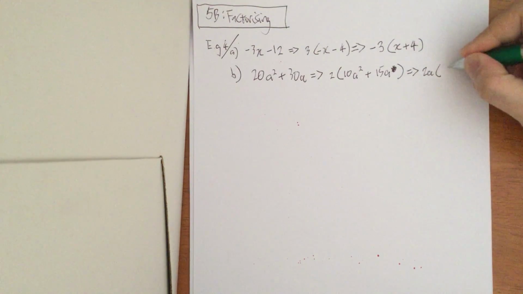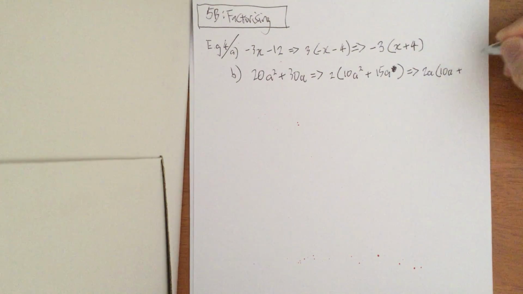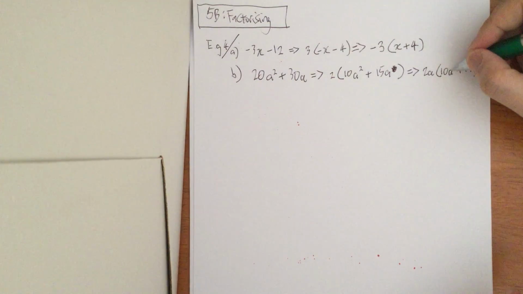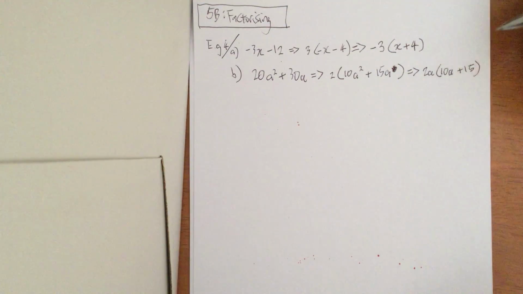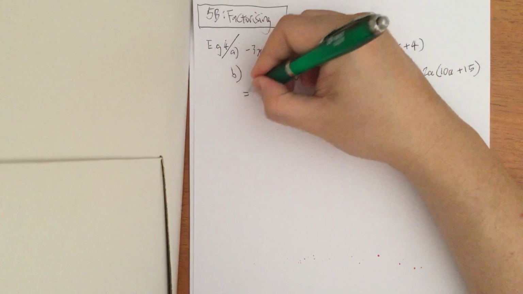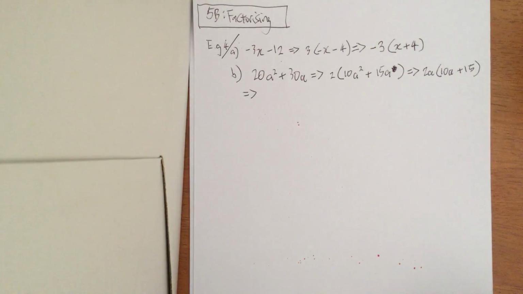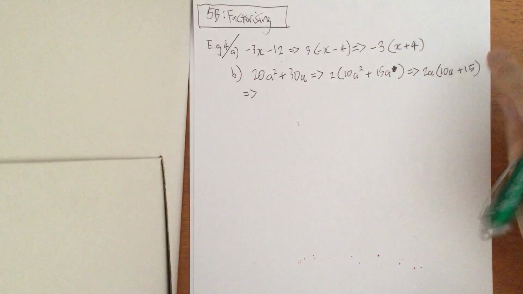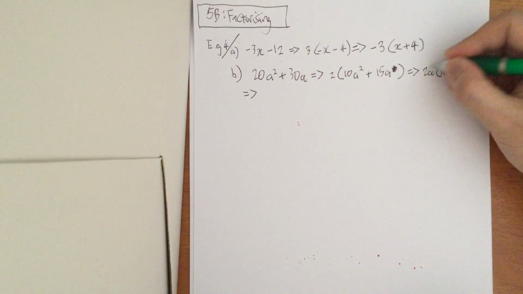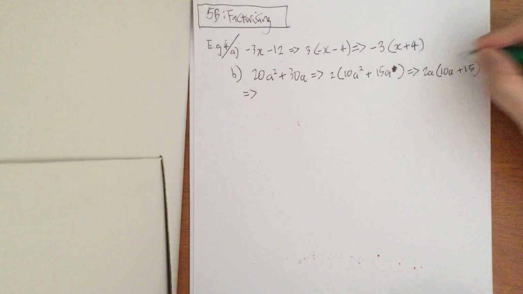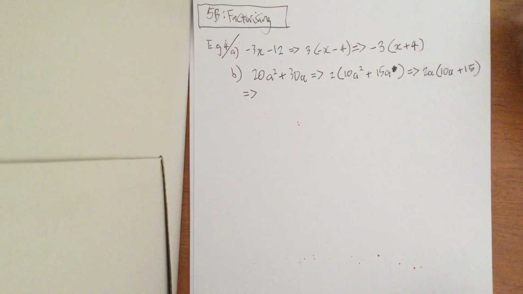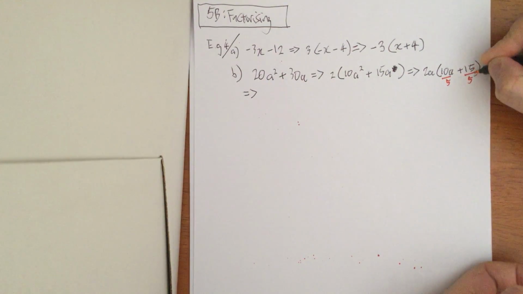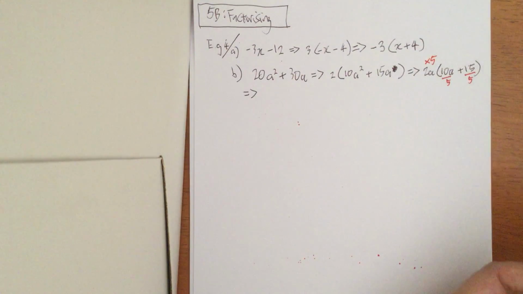So you got 2a, you got 10a plus 15. Okay, all right, 10a plus 15. 10 and 15 seem to have some common factors in there as well. That's a 5. You take out a 5. Remember, whatever you take out of the bracket, you need to multiply by whatever's outside of the bracket. So if I'm taking out a 5, I'm basically dividing each term by 5. And whatever is outside, you have to times by 5.